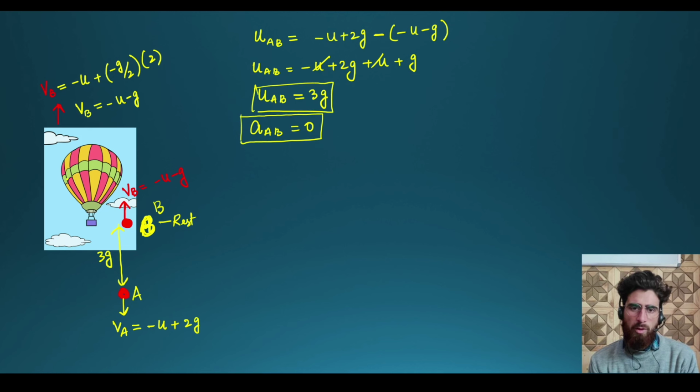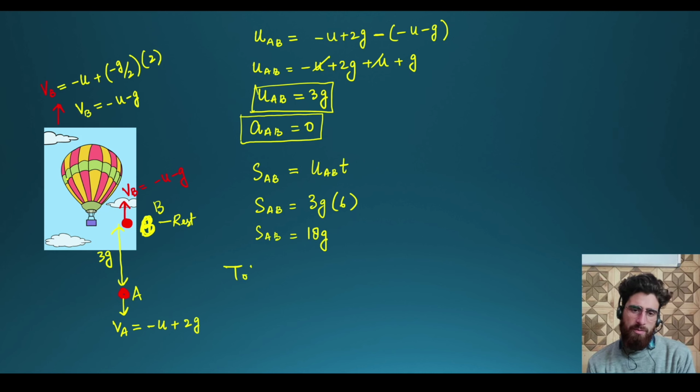Now we will use the formula. Separation of particle A with respect to particle B in those 6 seconds comes out to be UAB multiplied by T, and the second part of the equation is going to come out to be 0 because the acceleration is 0. So UAB is given by 3g, and we are tracing the separation in 6 seconds. So the separation of particle A with respect to particle B comes out to be 18 times g.